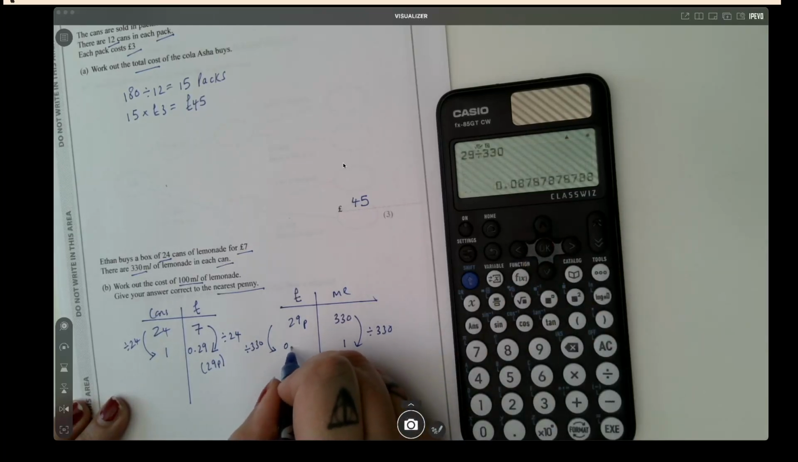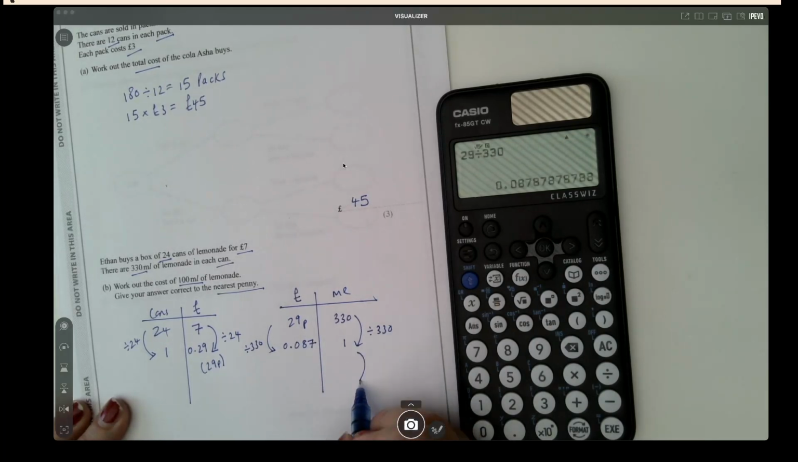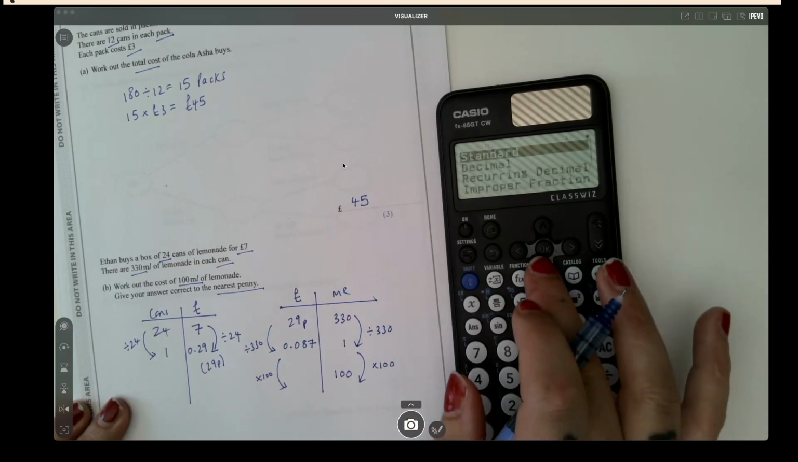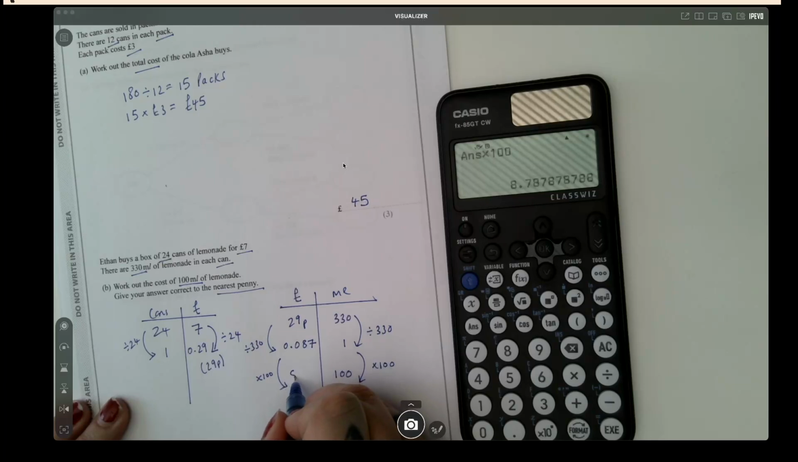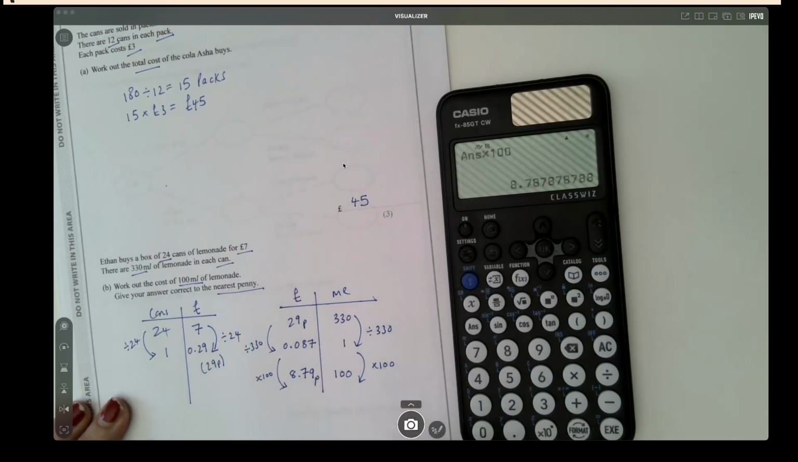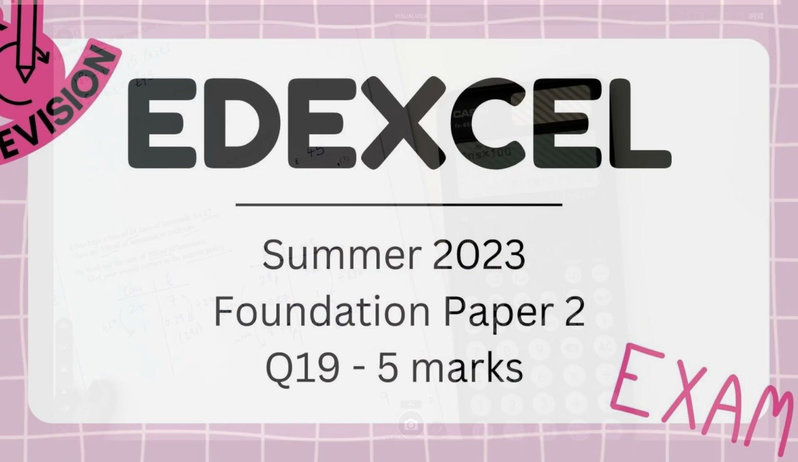Which is 0.087. And then we're going to times by 100 because we want 100 mils. Which is 8.79. So it's 8.79 pence, but we want it to the nearest penny. So that would be 9 pence.